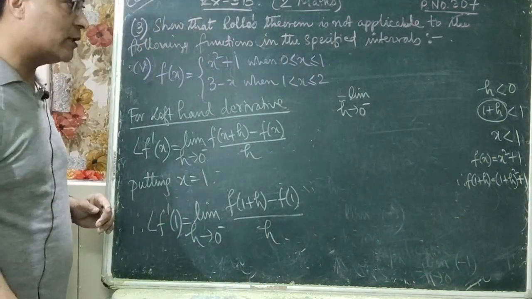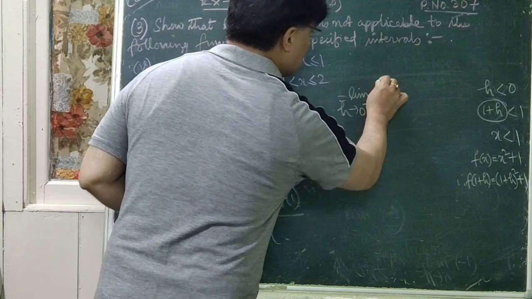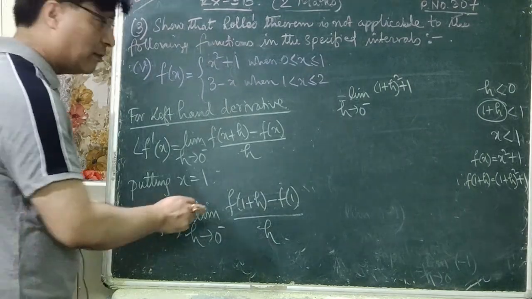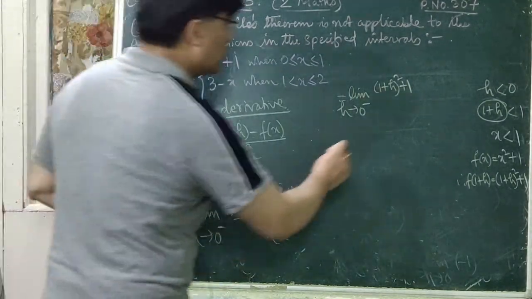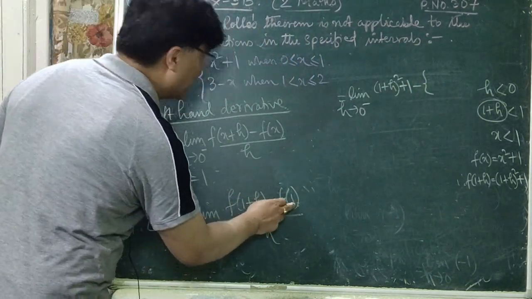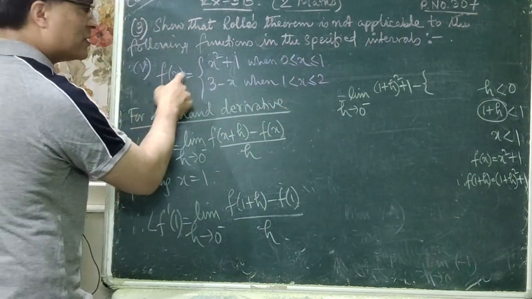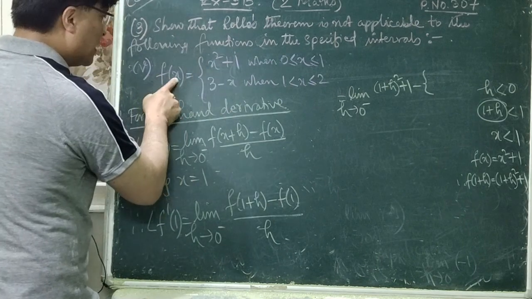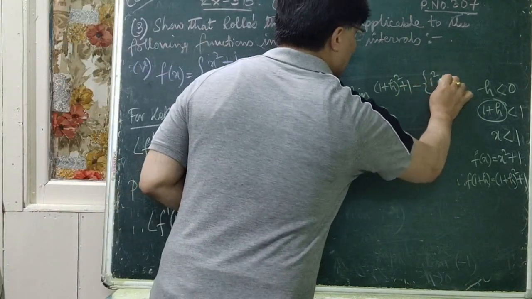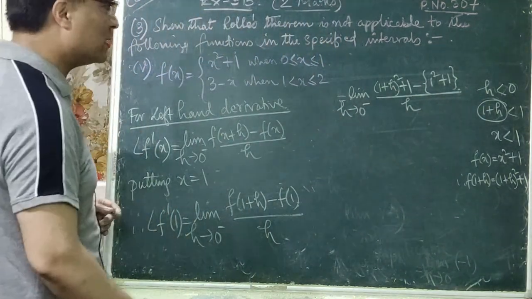So I think you have understood it. So now let us put f of 1 plus h is what? It is 1 plus h whole square plus 1, right? Then minus f of 1. So what is f of 1 now? F of 1 means the value for f of x when x exactly equal to 1. It is x square plus 1. So put x is equal to 1 here. So f of 1 is equal to 1 square plus 1, isn't it? So whole divided by h. Is that clear?